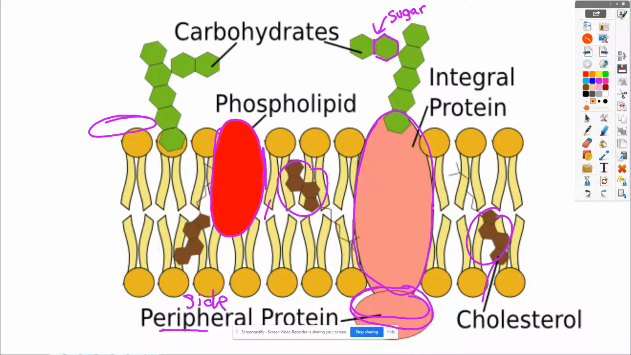They could look like that. They don't have to go all the way through both sides. They can go through one side or the other, but they are actually integrated into the membrane itself and not just sitting on the side.